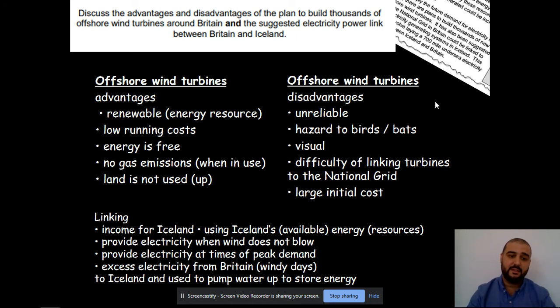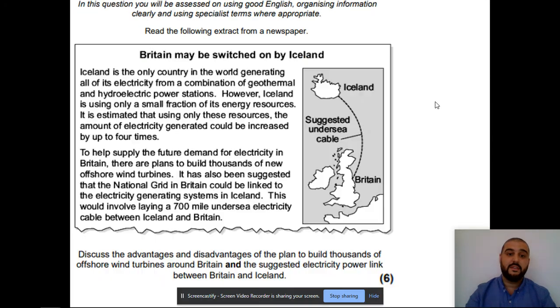So the linking, I've said that income for Iceland, for example, there will be an impact on the income for Iceland using Iceland's available energy resources, because as it says in the text itself, we know that Iceland is a massive exporter of geothermal energy. Obviously, whilst we haven't discussed this, this is something that we'll be looking at in a bit more detail. But it does obviously talk about that.